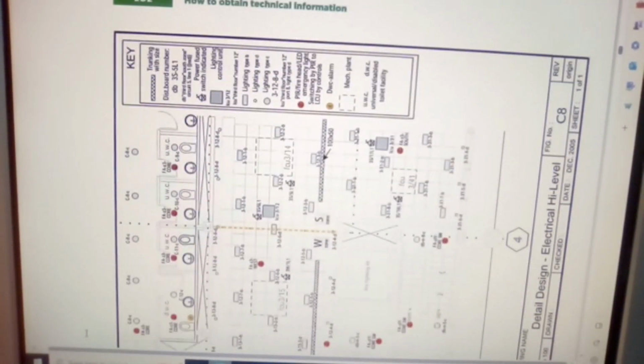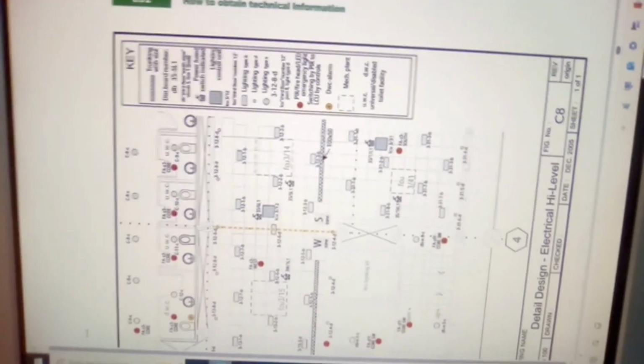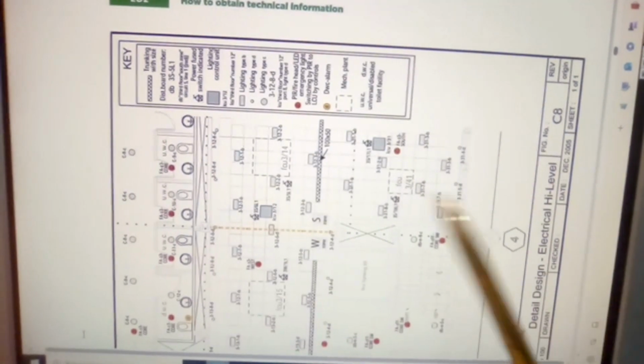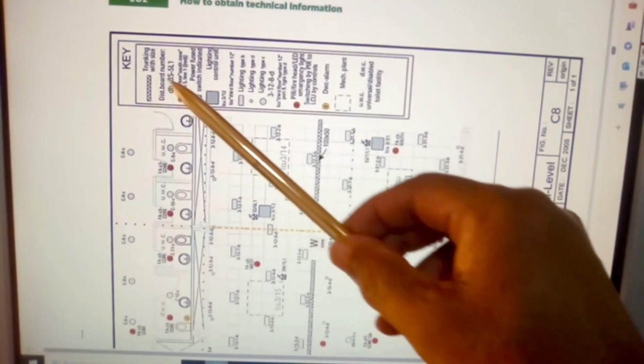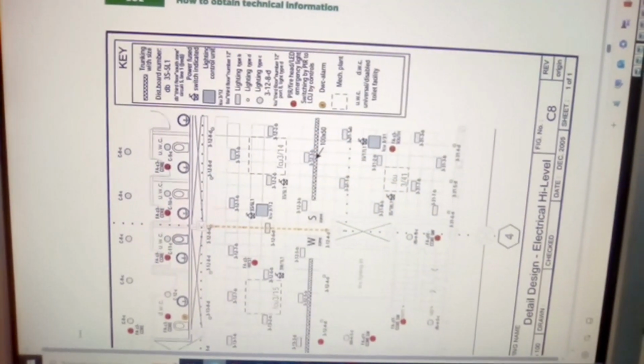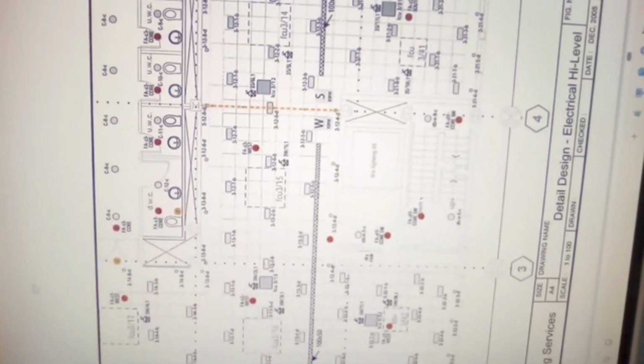Now, remember that you're looking for technical information, and this is just showing you part of that technical information. It shows you the key, what the symbols represent on the diagram itself. So bear that in mind. Follow that through for yourselves.